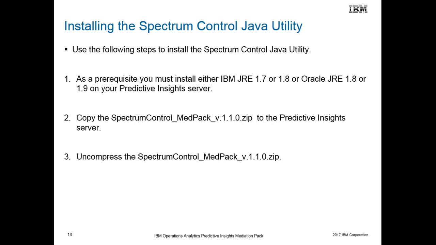This slide shows the steps needed to install the Spectrum Control Java utility. Before you can use the Spectrum Control Java utility, you must have installed the Java JRE on your Predictive Insights server where the Java utility will be installed. Note that you can use either IBM or Oracle JRE. The versions are shown on the slide. The first steps to install the Java utility are to download and unpack the Spectrum Control Mediation Pack.